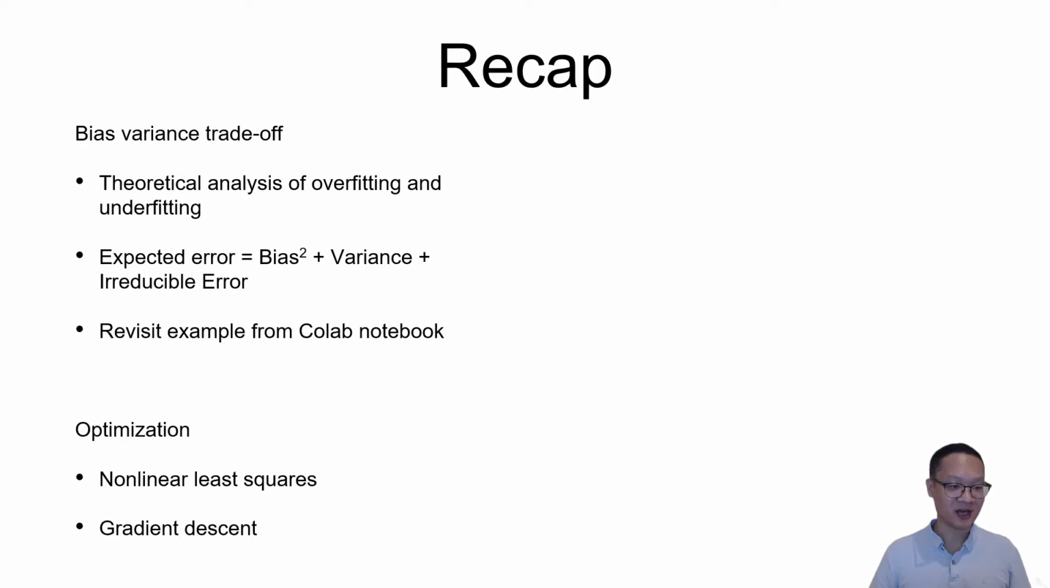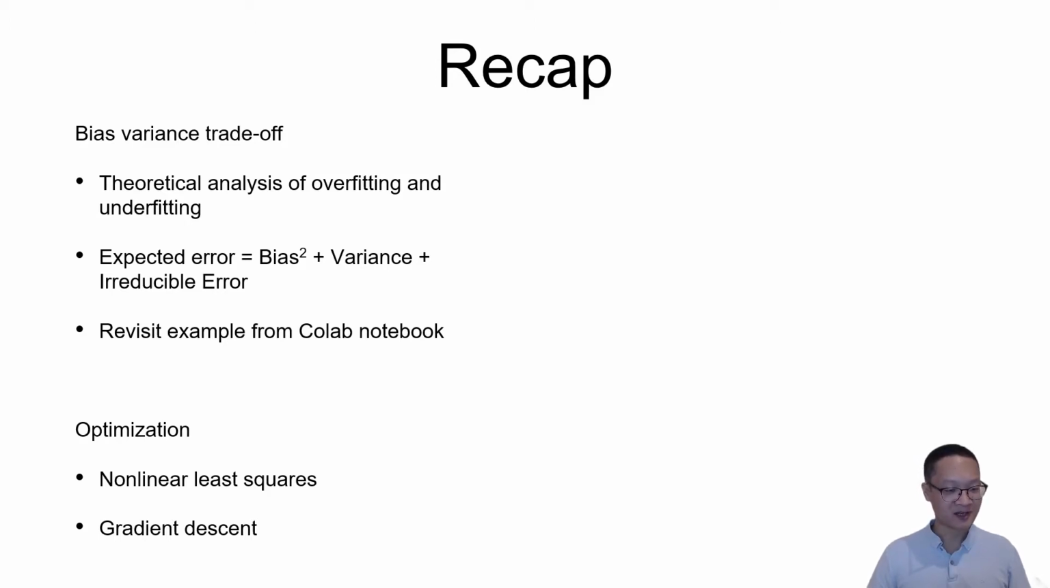But in order to have a good model, meaning low expected error, we needed both the bias and the variance to be small. We looked at this again by revisiting the example from the Colab notebook.